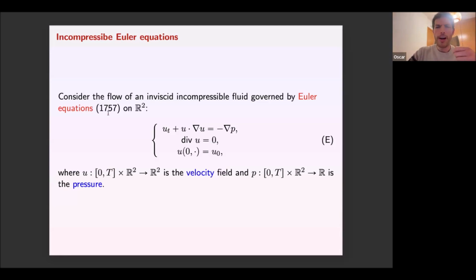These equations were already formulated in the 18th century, but there are still many challenging and interesting open questions related to the Euler equations. In this talk, we are only interested in the R2 setting. So all function spaces in this talk are defined on the whole plane, R2. And here you can see the Euler system. Note that this is a system of two equations because U is a vector field. So it has two components, the first component and the second component.